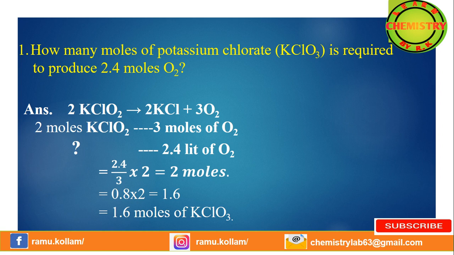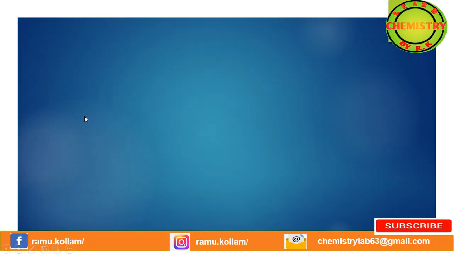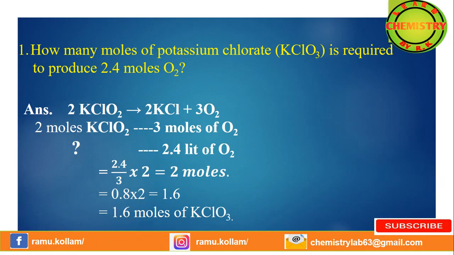In this case, we write the decomposition of potassium chlorate. Decomposition of potassium chlorate gives potassium chloride and oxygen. By balancing we get the balanced equation. Based on the balanced chemical equation, we can write: 2 moles of potassium chlorate gives 3 moles of oxygen. But 2.4 moles of oxygen liberated, how many moles of potassium chlorate are required?